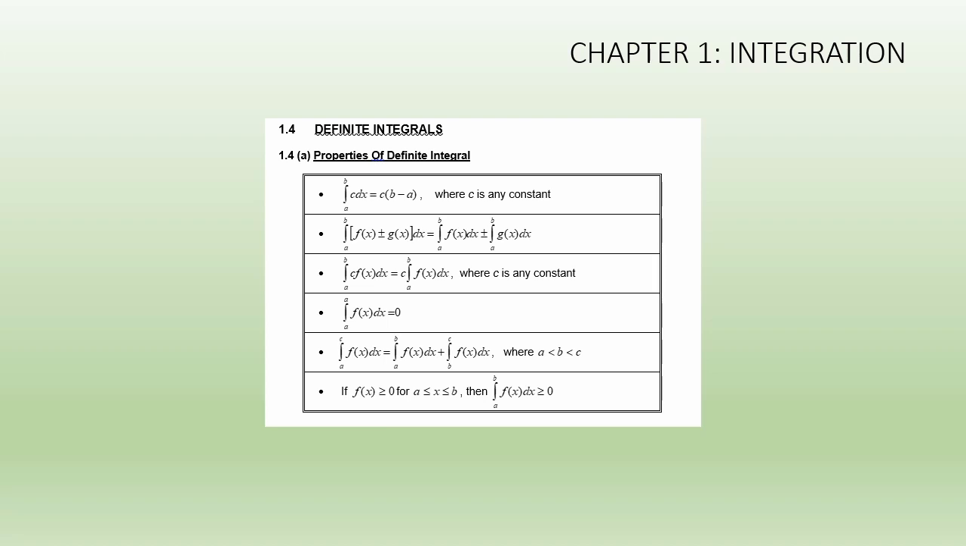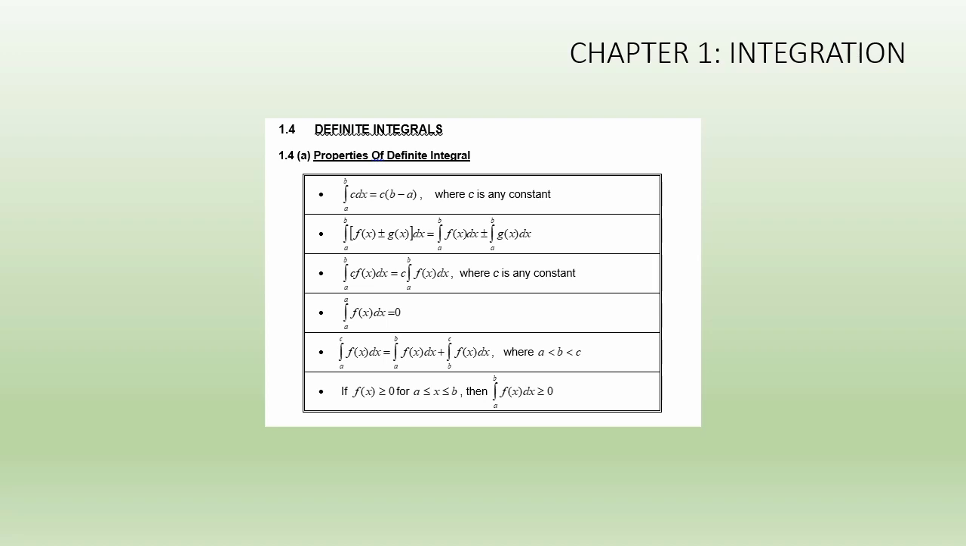For the fourth property, if we have integration from a to the same limit a for a function f(x), then the answer is always 0, and this applies for any function f(x).